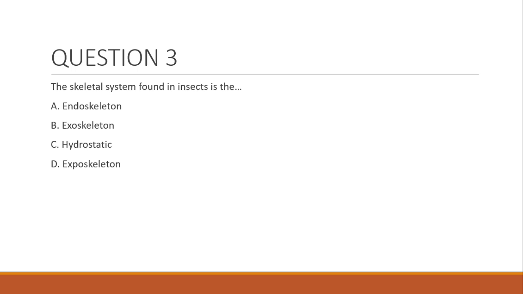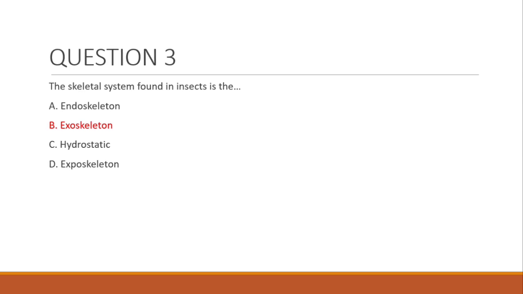Alright, I'm sure you've done that. The answer for question 3 is B, exoskeleton. Insects have got an exoskeleton. That's the type of skeleton that they have, and the exoskeleton is one which is located outside. That is why it's the exoskeleton. It's a type of skeleton located outside. All right, let us move on to question 4.